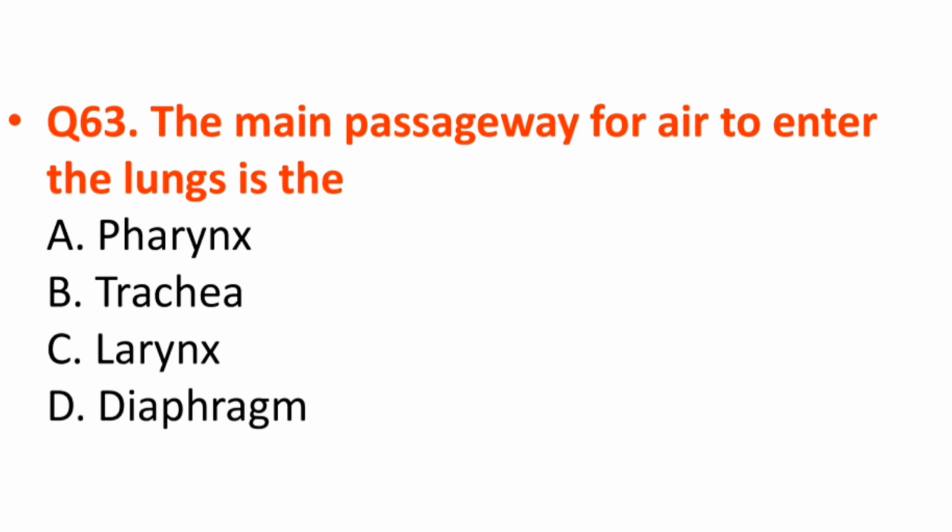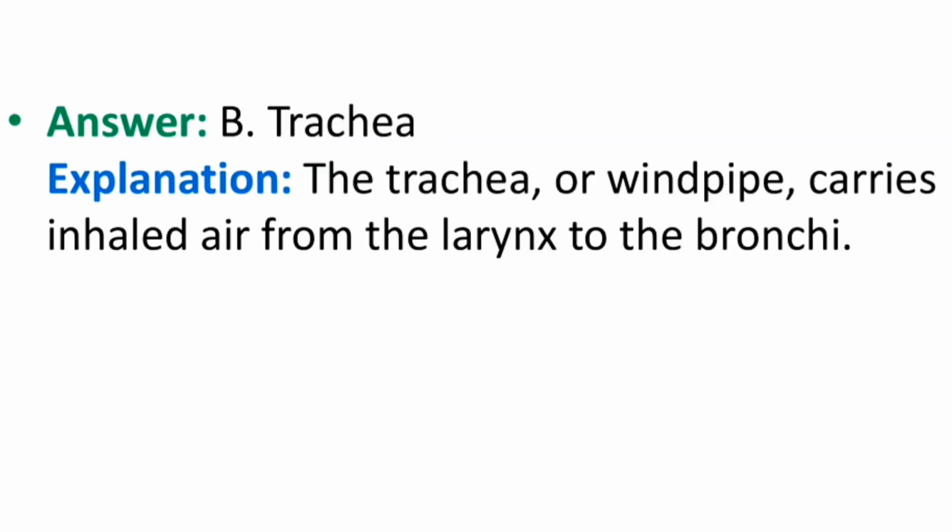The main passageway for air to enter the lungs is the option A pharynx, option B trachea, option C larynx, option D diaphragm. The correct answer is option B trachea. The trachea, or windpipe, carries inhaled air from the larynx to the bronchi.